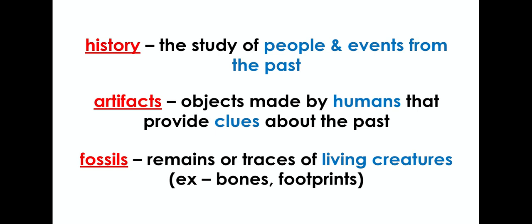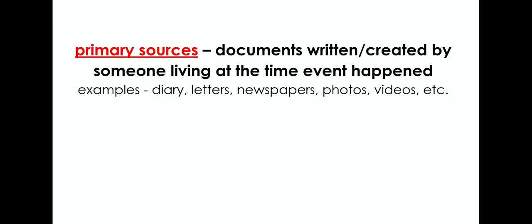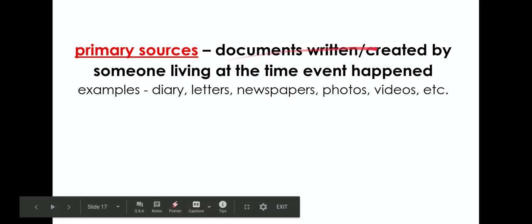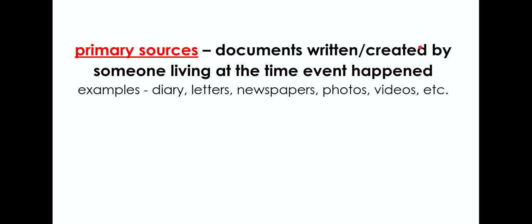On to number 5. 5 starts with a blank. This is going to be primary sources. Primary sources are a special type of artifact. Primary sources are documents, and you can underline that word documents, that were written or created by someone living at the time the event happened. For example, and again, this could be a limitless list. It could go on and on. These are some common examples.